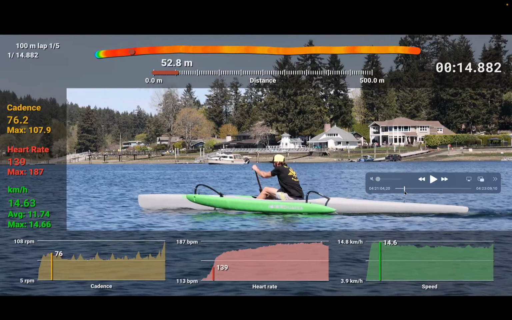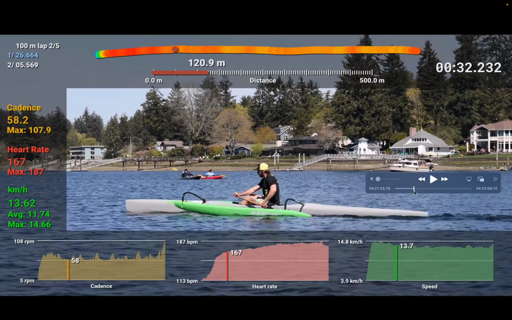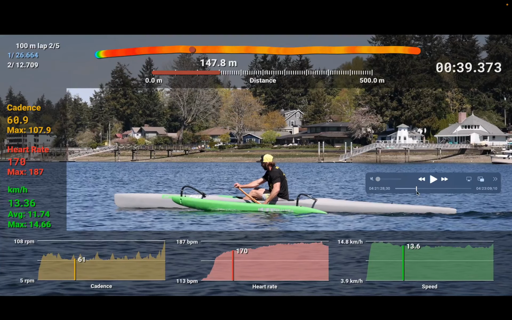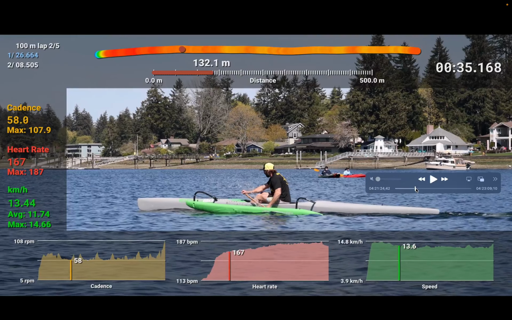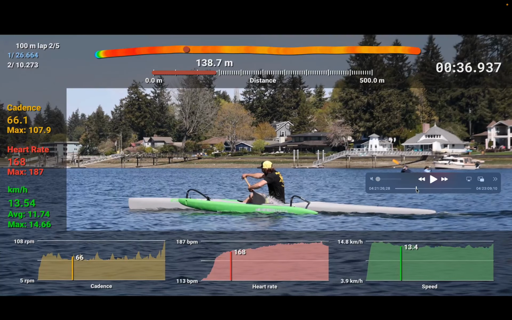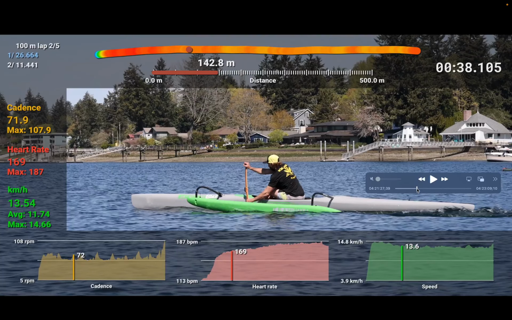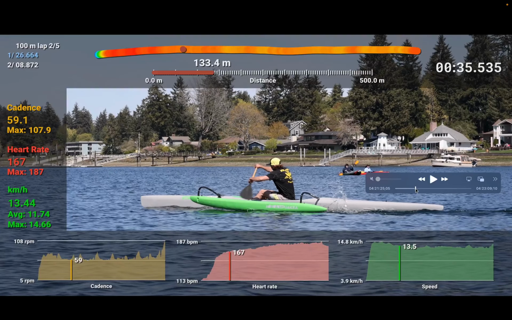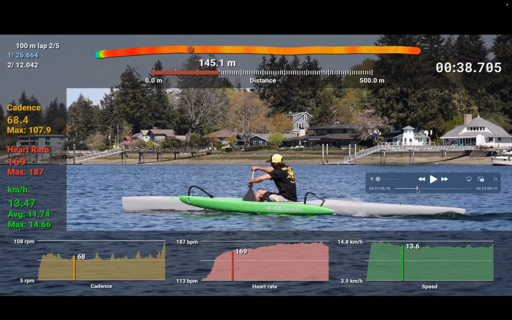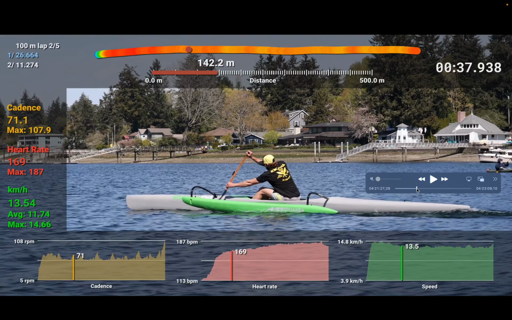So let's see. One thing I thought was really interesting was these peaks of speed. For example, here's your stroke rate at a 58, and your speed is 13.6, and then you really picked up your stroke rate, up to 72, but your speed hasn't changed. So a huge difference in stroke rate, from 59 to 70, but your speed hasn't really changed.